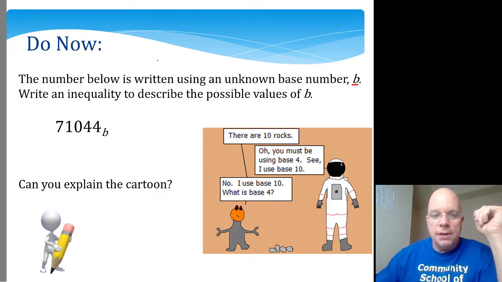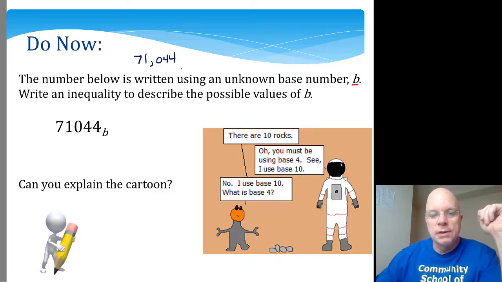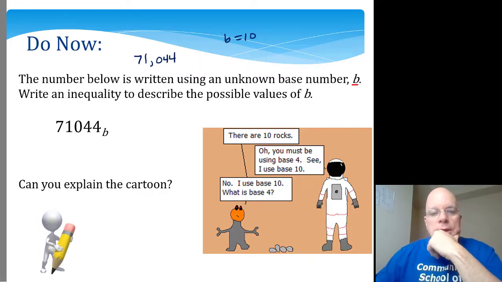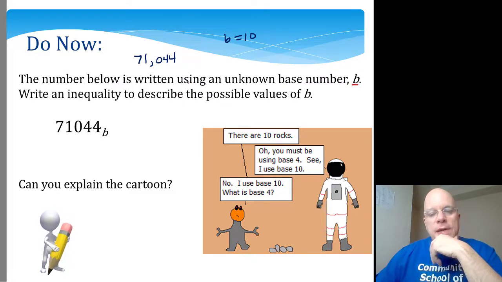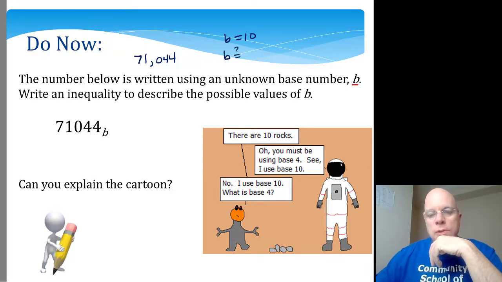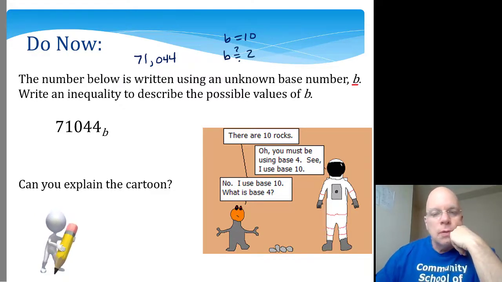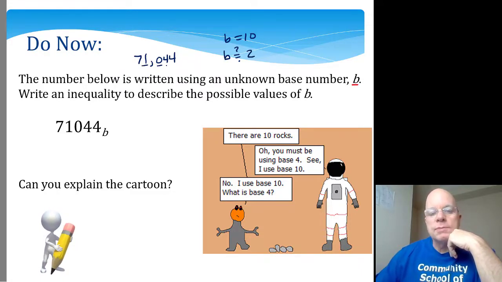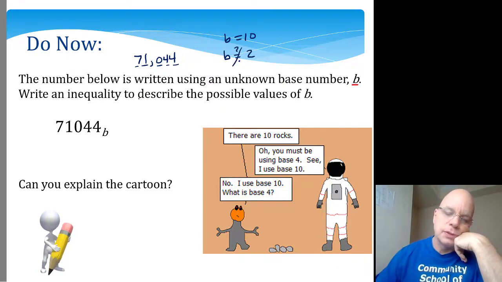Okay, so let's just start with what we know b could be. I mean, we have a number like this, 71,044 in base 10, so b could equal 10. Let's see, could it be binary? Could it be base 2? Could b equal 2? Well, in binary we have 1s and 0s, but we don't have 4s, we don't have 7s. And so b could not equal 2.